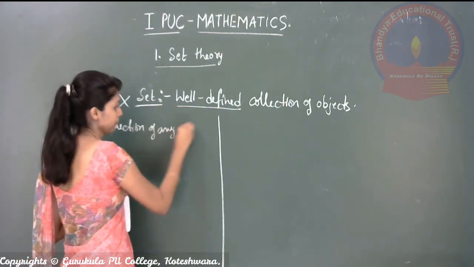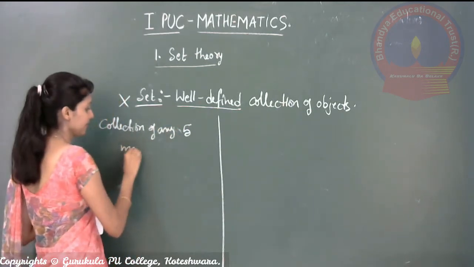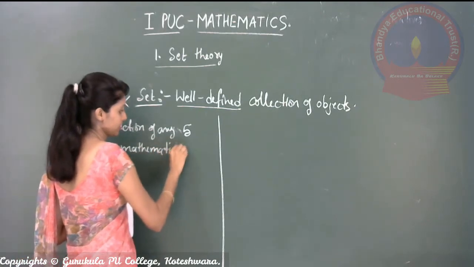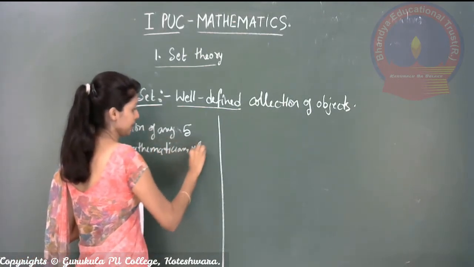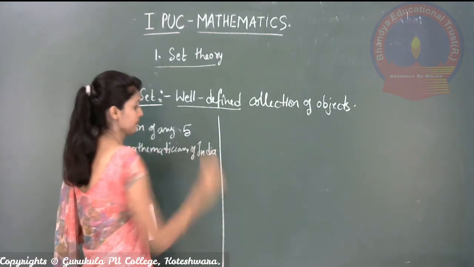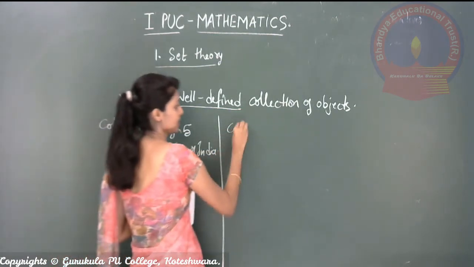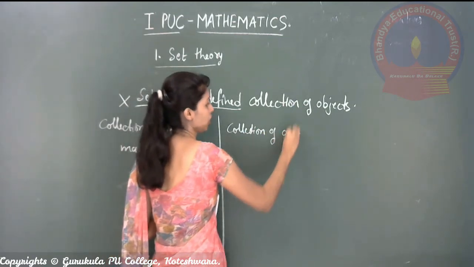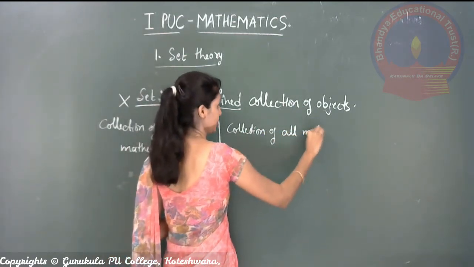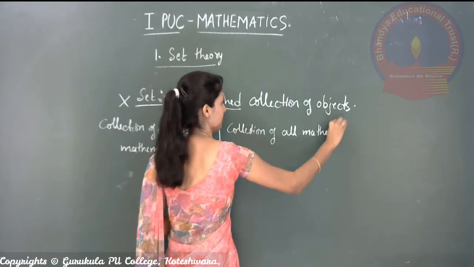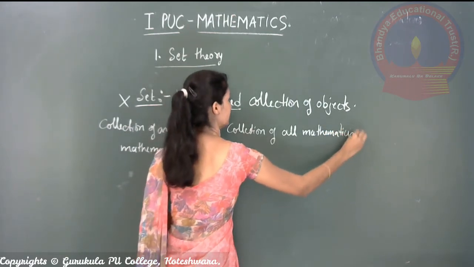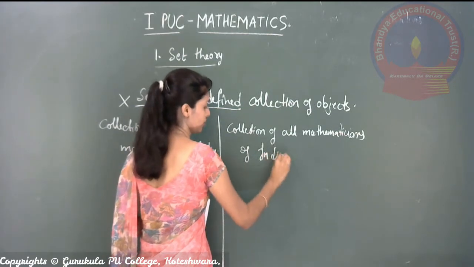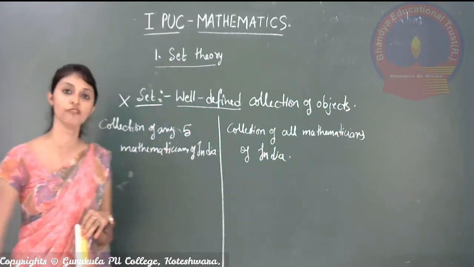any 5 mathematicians of India. Mathematicians of India. Then collection of all mathematicians of India. Collection of all mathematicians of India.